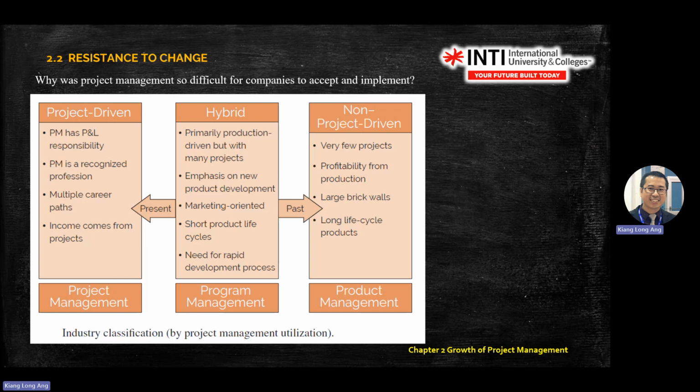Then if this is the present, this is the past. This one is during the industrial era. So most of them will fall under non-project driven. Then it slowly shifts from non-project into project driven through a kind of project management called hybrid. Hybrid is between the left hand side and right hand side. So for hybrid, the keyword here is new product development. They are marketing oriented and they need a rapid development process. So it's an intermediate between non-project and project driven.